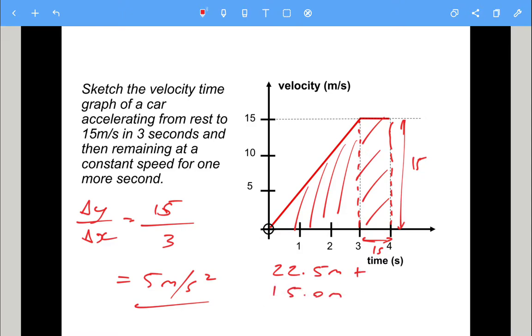And that gives us a total of 37.5 meters travelled. Hopefully that's okay. Let's move on to the next one. Some more practice.